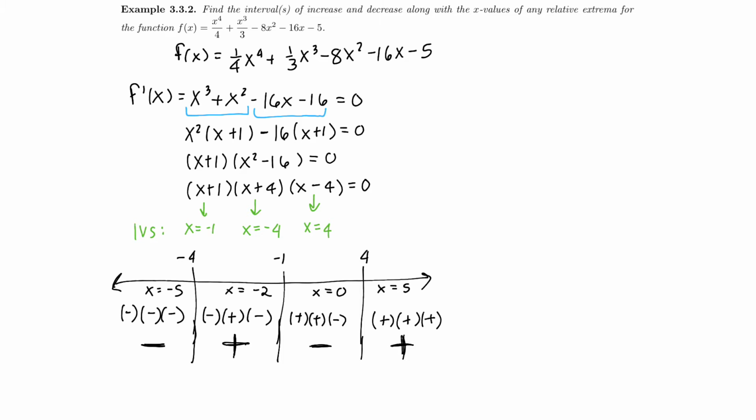And now I'm just going to draw myself a picture. So negative is decreasing, positive is increasing. So decreasing, increasing, decreasing, increasing. And then, just kind of connect the dots if you want to. Right? You can tell that's a minimum, a maximum, a minimum.